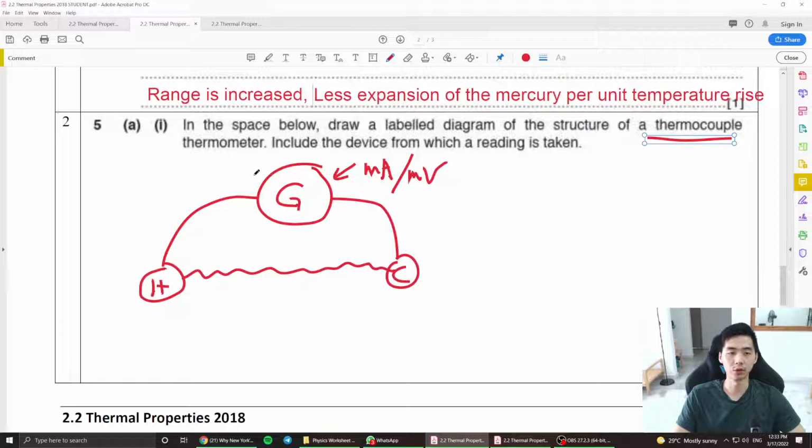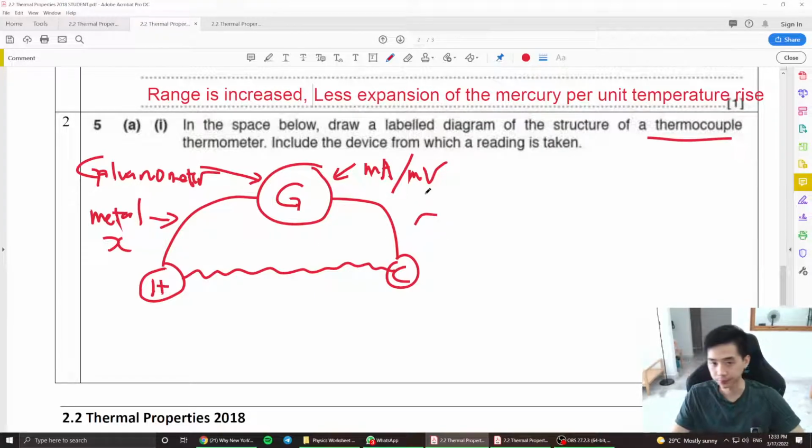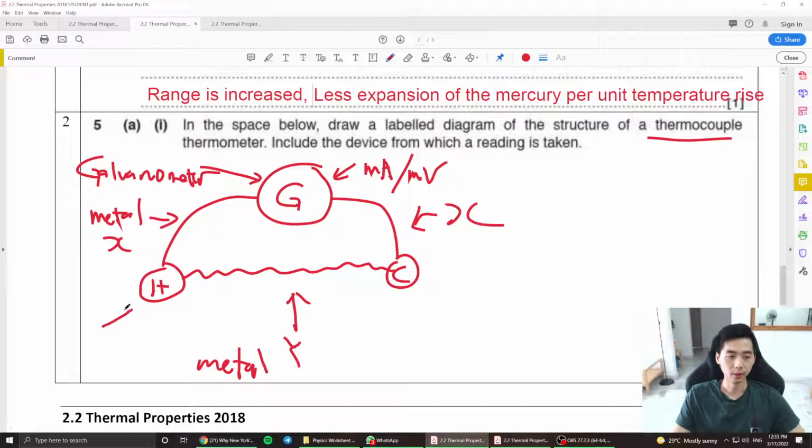Once you have this, all you need to do is label each and every one of the parts. This is a galvanometer. This is metal X. This is metal X as well. This will be metal Y. This is going to be your hot junction, and this is going to be your cold junction.